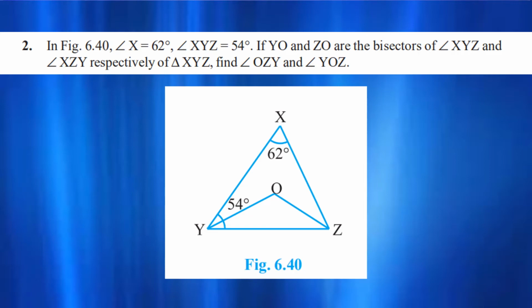Now look at the question number 2. In figure 6.40, angle X is equal to 62 degree, angle XYZ is equal to 54 degree. If YO and ZO are the bisectors of angle XYZ and angle XZY respectively of triangle XYZ, find angle OZY and angle YOZ. Now look at the solution.